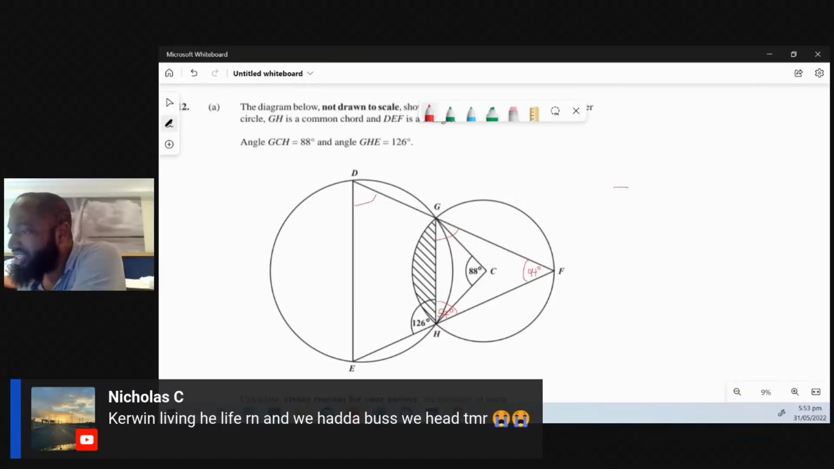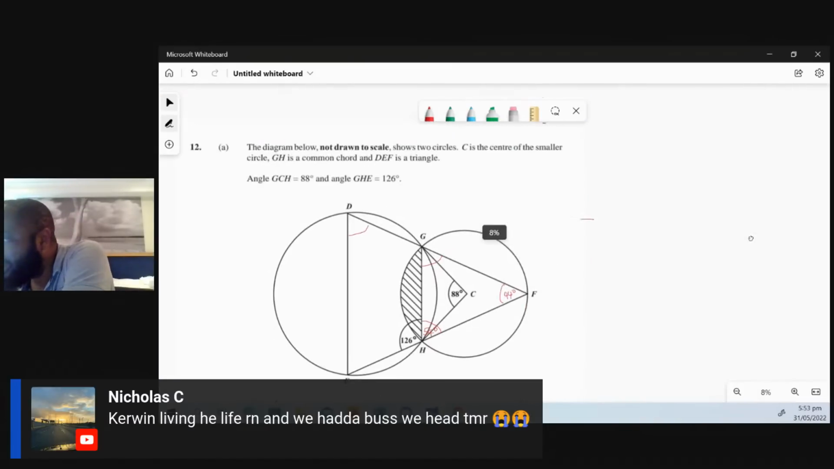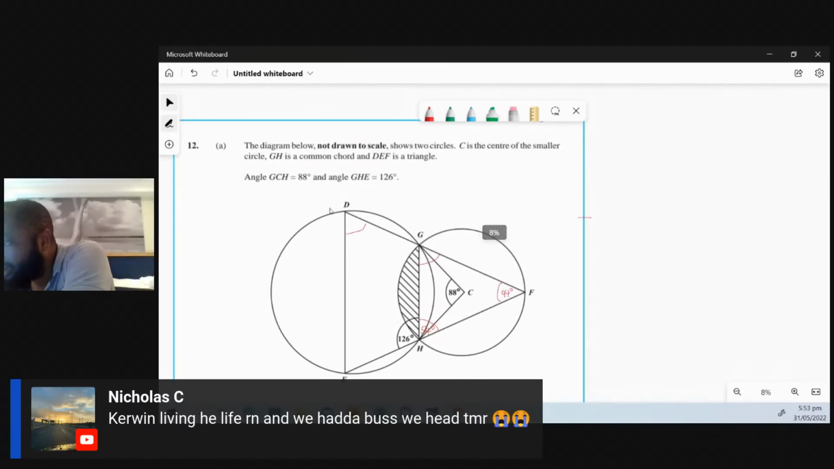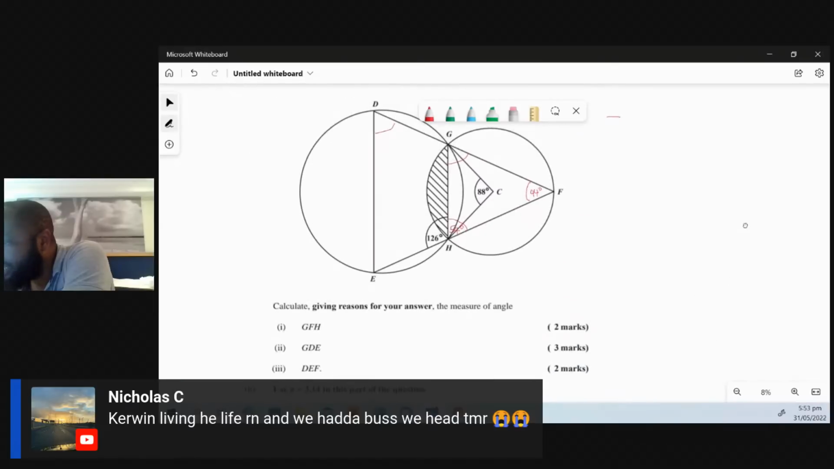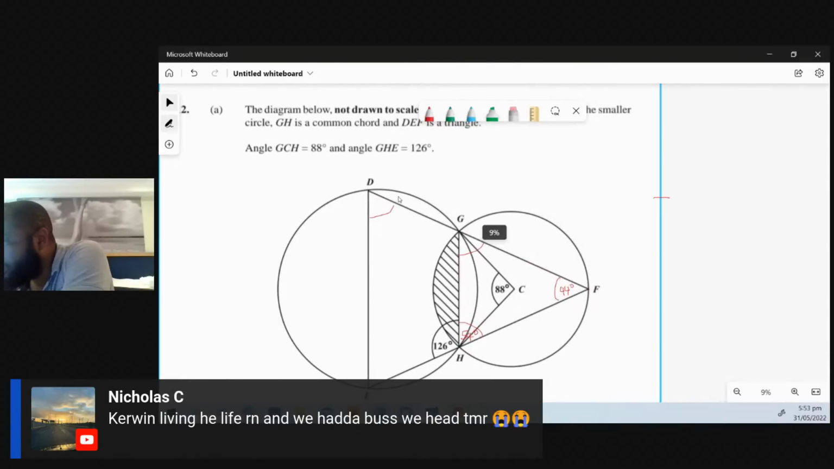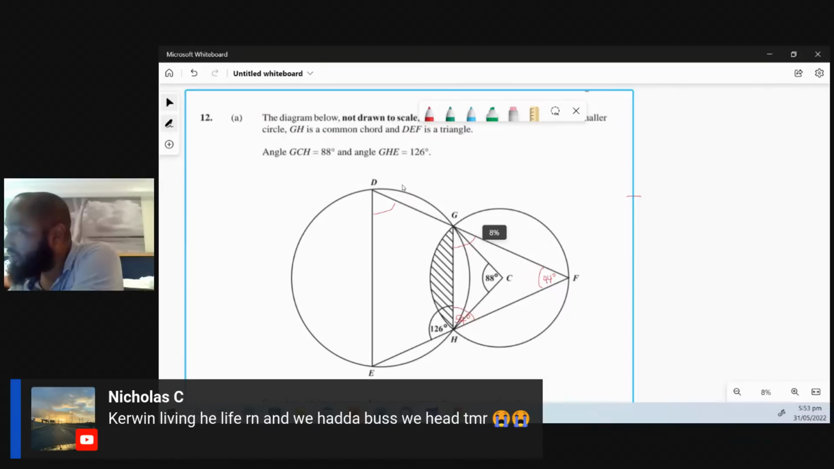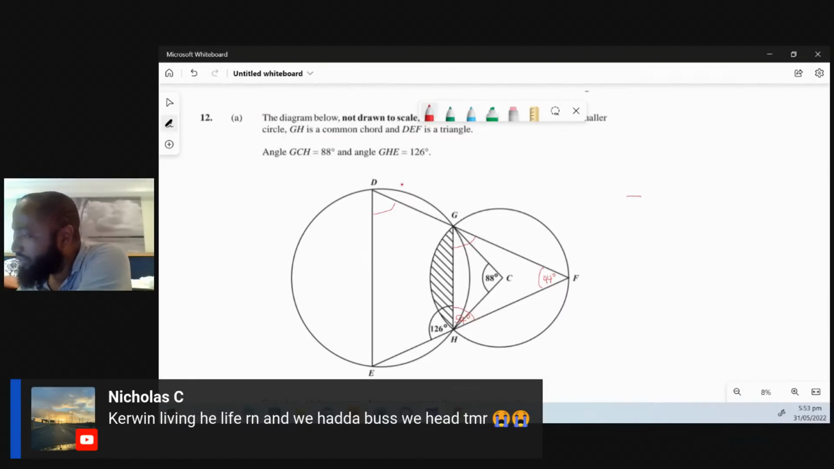And GH and DE parallel. Did they say anything about parallel here? This parallel to that? They didn't say anything like that. All right, let me keep going with the grace of God now, but we can get through. We will conquer. So this is 54, and this over here must be, anybody have answers? 180 minus 54 plus 44. So what is that? That is 98.